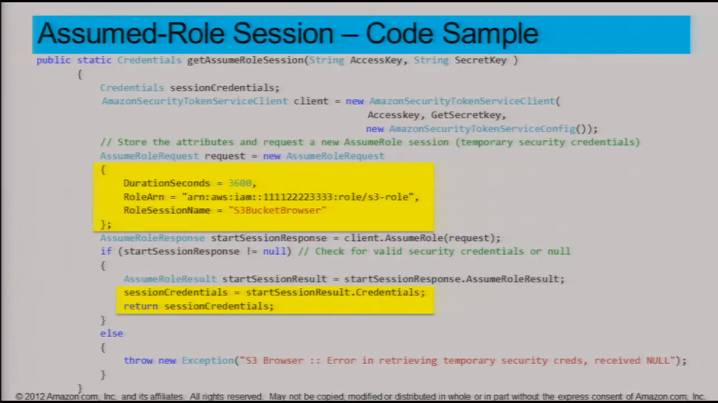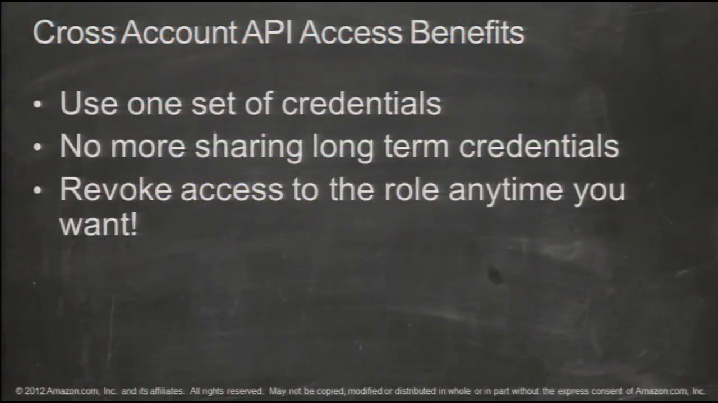So what did we learn? Use one set of credentials, okay? No more sharing of long-term credentials with your friends. So you have an account, someone needs access to it, create a role. Maybe you can create a very specific role. You can only get to this prefix in an S3 bucket. And at any point in time, you can revoke that access by deleting that role or modifying that role.